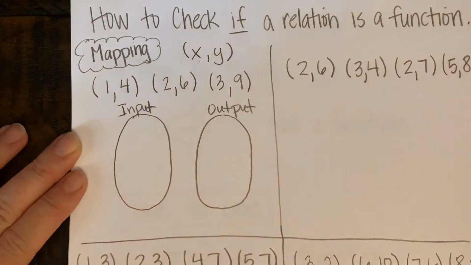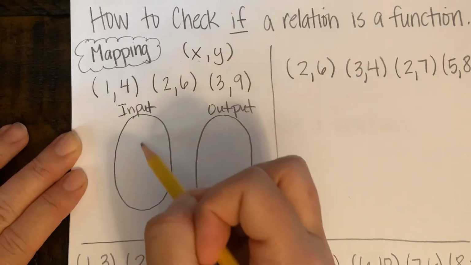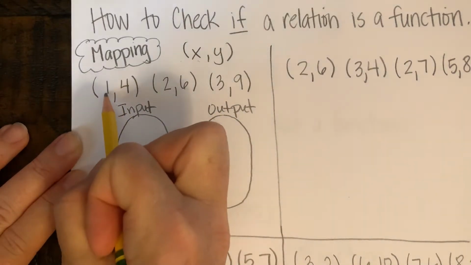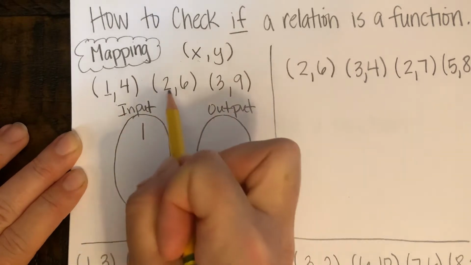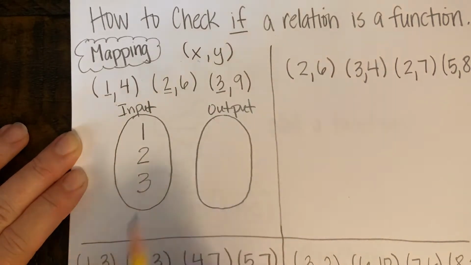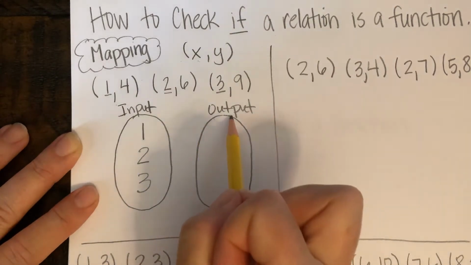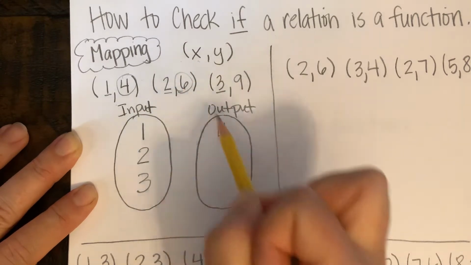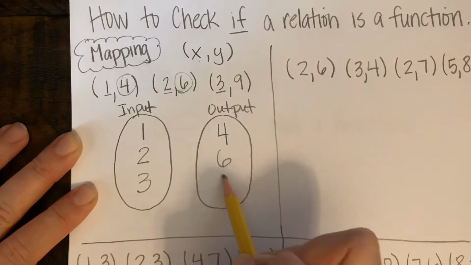So now what I'm going to do in my mapping diagram is take all my X's and put them in my input circle here. So notice I have a 1, I have a 2, and I have a 3. Now what I'm going to do is take all of my outputs. I have a 4, I have a 6, and I have a 9.